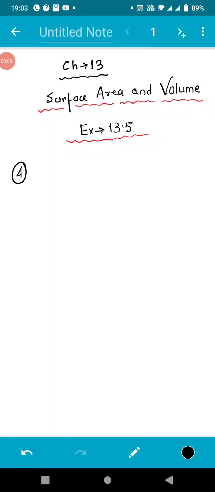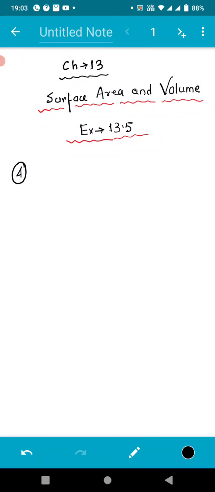Hello students, this is Pallav sir, and today I will explain question number 4, 5 and 6 of exercise 13.5, chapter 13, surface area and volume. Now let us check what is there in question number 4. In question number 4 we have: find the cost of digging a cuboidal pit 8-meter long, 6-meter broad and 3-meter deep at the rate of rupees 30 per meter cube.